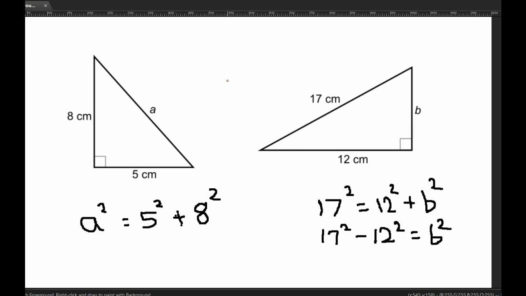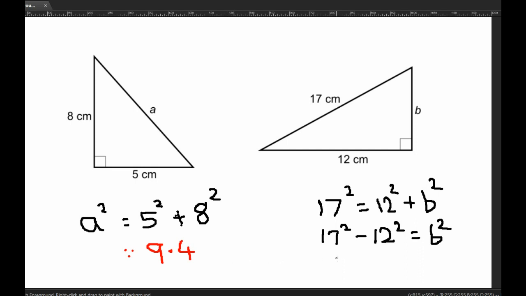This is a calculator question, so I'm going to stick that in my calculator. When I do that, I'm told that a squared is 89. I want to find a, so I'm going to do the square root of 89, and as a decimal, that's 9.43. Well, I'm asked to give it to 1 decimal place, so that's not working for me, is it? That should be 9.43, just goes to 4.